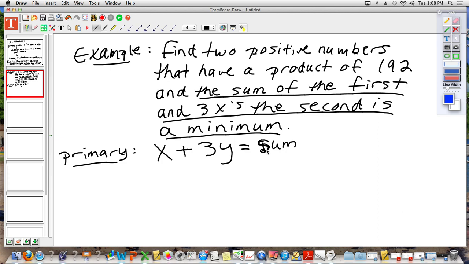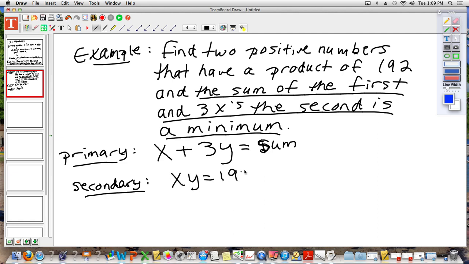We have 2 variables, right? And since we have 2 variables, that means that you need to use a secondary equation. So I'm going to write my secondary equation. Which brings me back to the stuff that they gave me at the beginning of the problem that says find 2 positive numbers that have a product of 192. How do I write that? xy equals 192. That's your secondary equation.